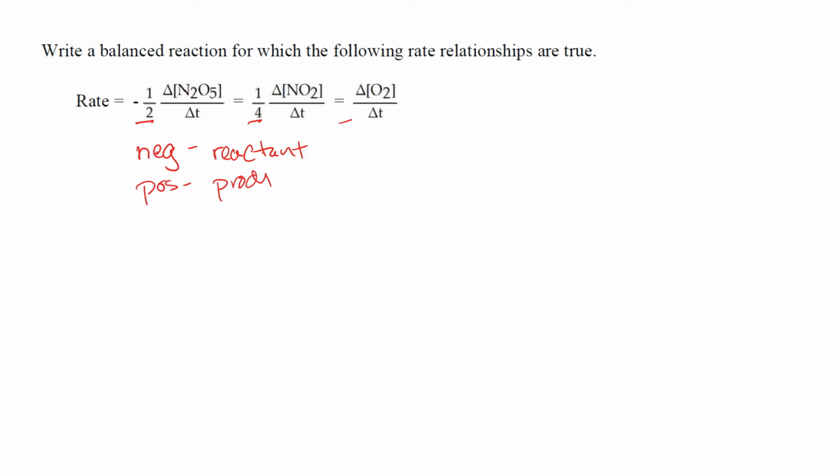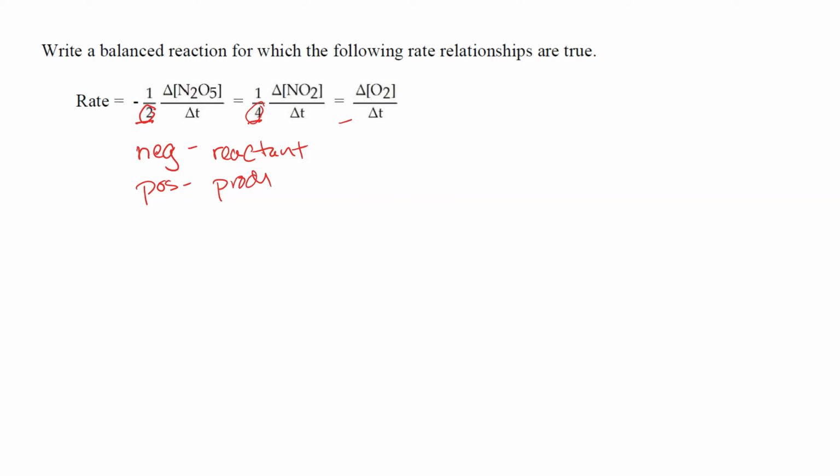So now that we know that, what else can we take away from this? Well, let's look at these coefficients, the 1/2, 1/4, and 1. What do these mean? Well, these are, remember, derived from the molar coefficients in the ratio of our reactants and products. So the 2 is pulled down from the molar ratio in our equation. The 4 is pulled down, and the 1 would also be pulled down.